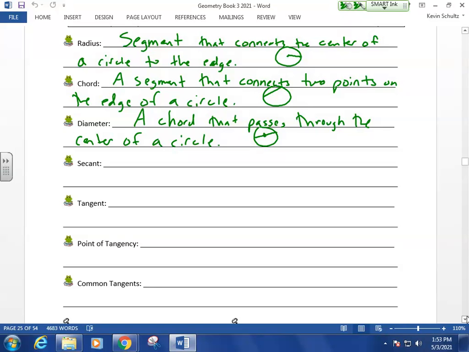And as I think it was Daniel said, the radius is half the measure of the diameter. The diameter is twice the measure of the radius. The diameter is a chord. Okay.